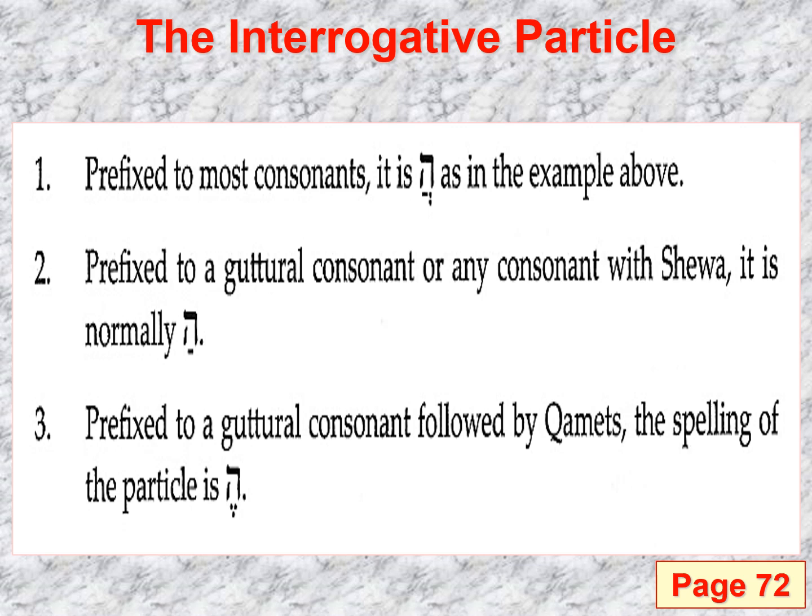Just to look at the summary statements regarding the interrogative particle, page 72. Number 1, prefixed to most consonants it is going to be hey with the hatef patak, as in the example that we've just seen. Or number 2, you might see it if it's prefixed to a guttural consonant or something that has a schwa there. It might become a hey with a patak. I know that looks a lot like a definite article, but you won't see the dagesh forte in most cases.